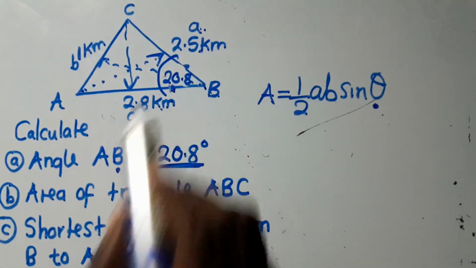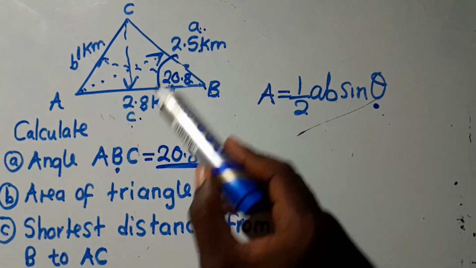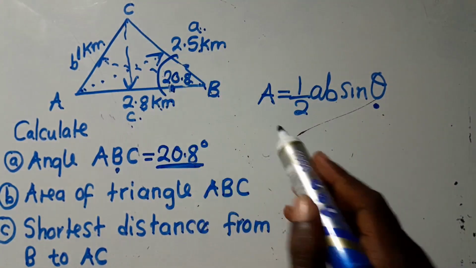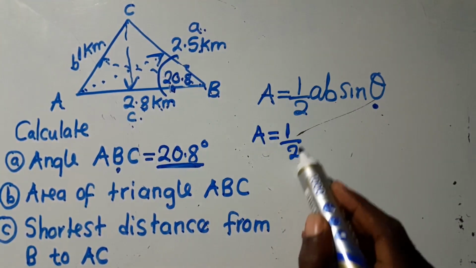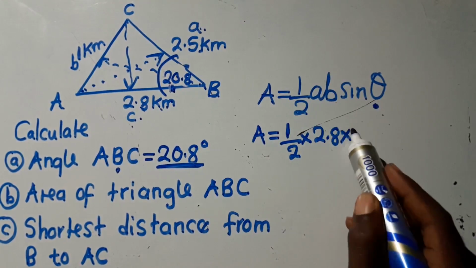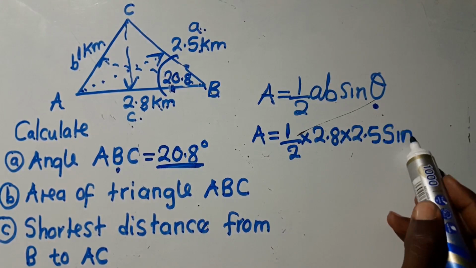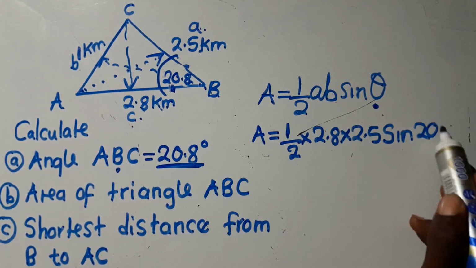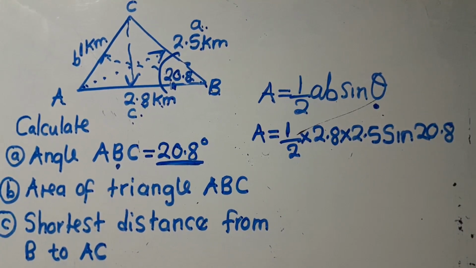The angle there, we know it. Which means that if I use this angle, I'm going to get these two sides. So I'm just going to say that area is equal to half times 2.8 times 2.5. Then I say sine what? Sine 20.8. Like this. So this is what you are supposed to do.